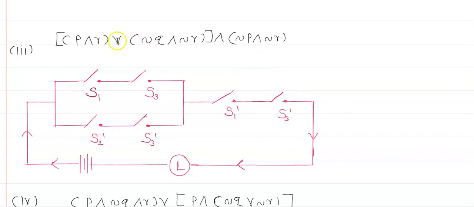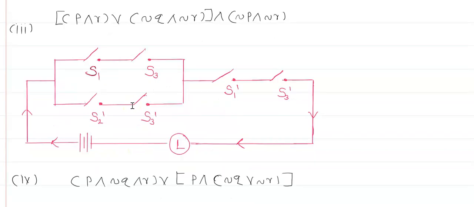Again I will repeat here. This is R between these two. This is one and this is second one. Now this block is in series with this statement, that is the negation of P and negation of R, and in this way we get the circuit diagram for the given statement pattern.